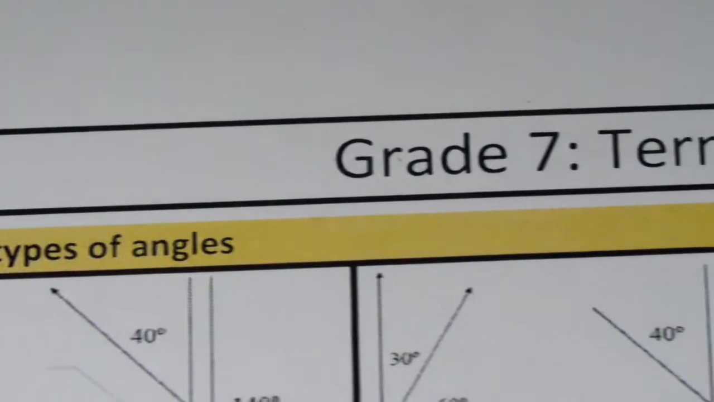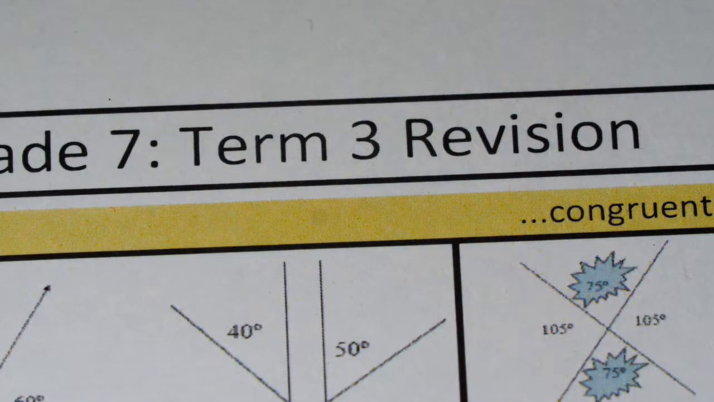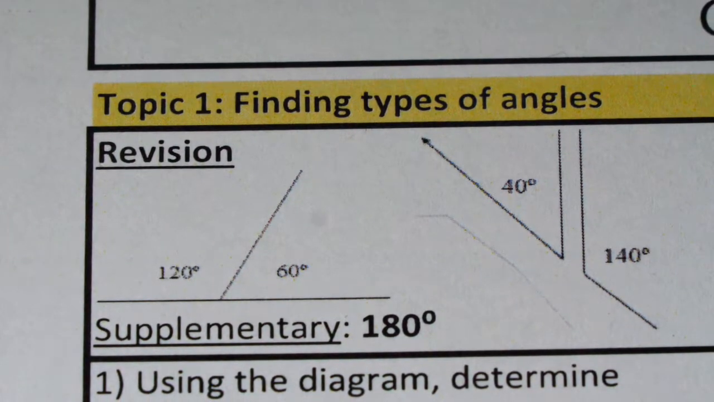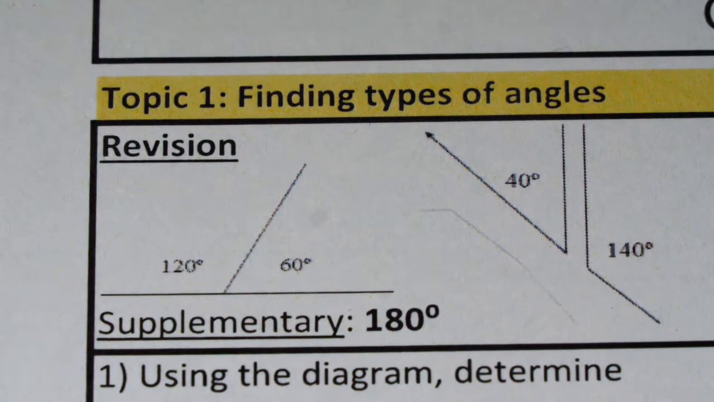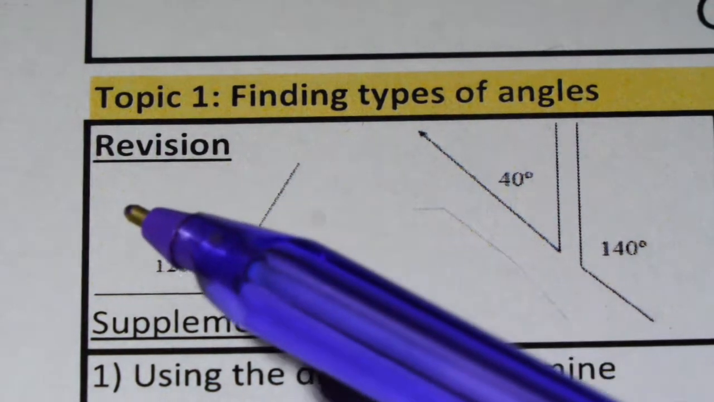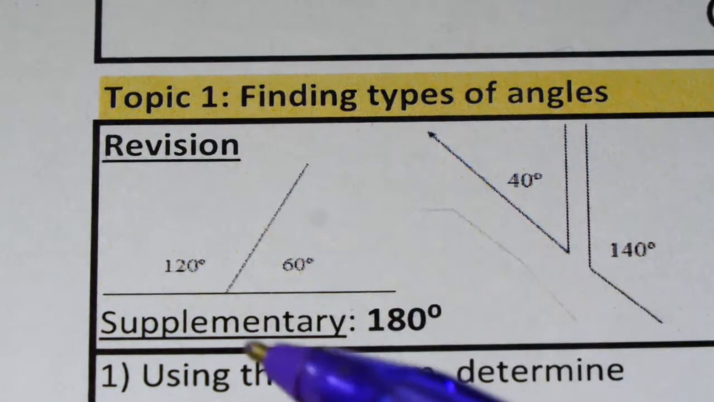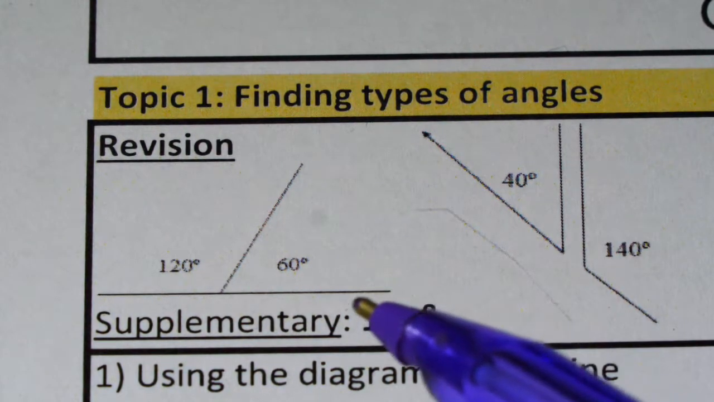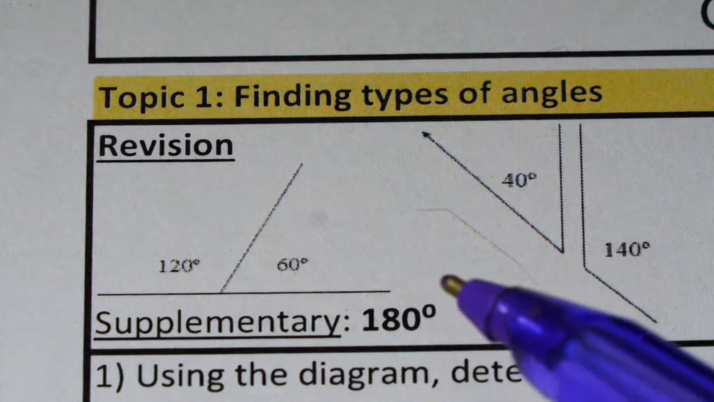Okay, this is term 3 revision. So topic 1, we are finding different types of angles. In this first part, I'm going to look at the revision. So here we have supplementary angles. They add to make 180 degrees.